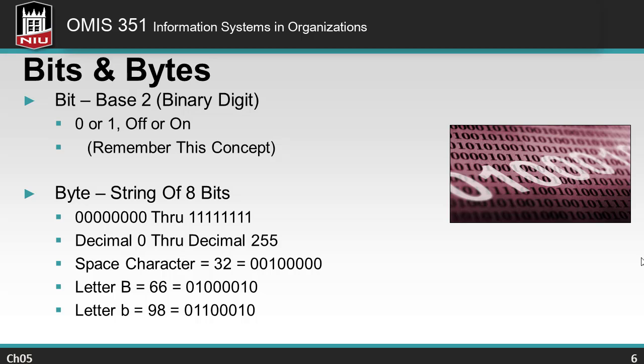For example, the space character is decimal 32, or binary 00100000. Also, the uppercase letter B is decimal 66, and binary 01000010, while the lowercase letter b is decimal 98 and binary 01100010. You can find lists of decimal and binary equivalents. There are also standard functions within Microsoft Excel that can convert these values.